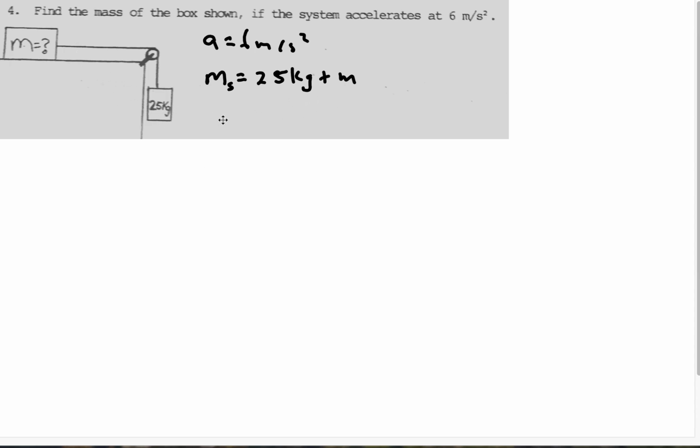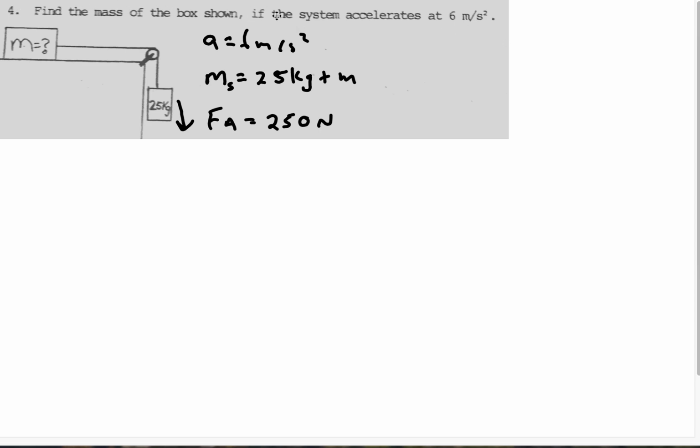And then what else do I know here? I actually know the applied force, right? And the applied force is going to be the weight of the hanging mass. So if I just use 10 as gravity, the weight is mass times gravity, so it's 25 times 10. So it would be 250 newtons. So does everybody know how I got that? Yeah? Okay.